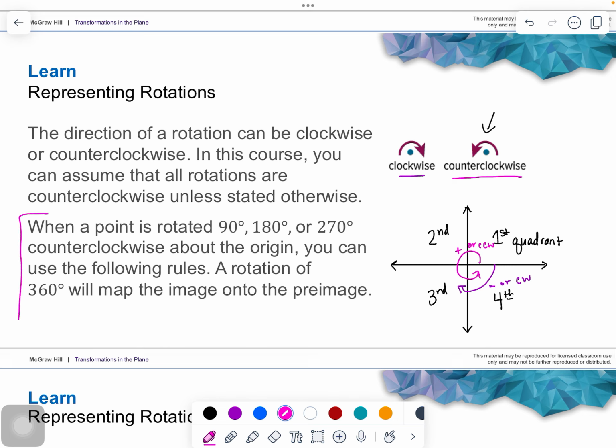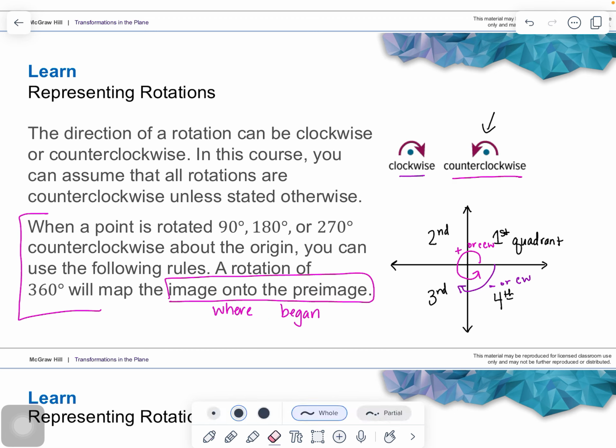So this right here, when a point is rotated 90, 180, or 270 about the origin, you can use the following rules below. And a rotation of 360 will just map it back onto itself. So if you go 360 degrees, you're bringing it right back to where it began. Map the image onto the pre-image, where it began.